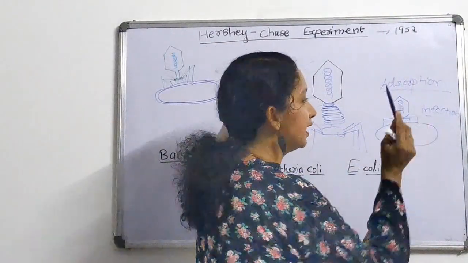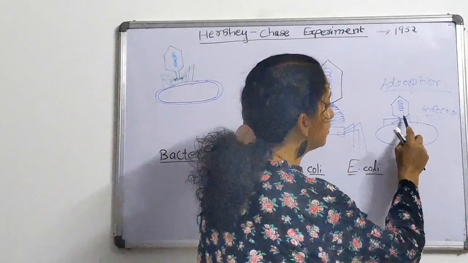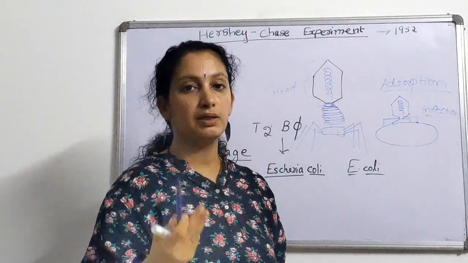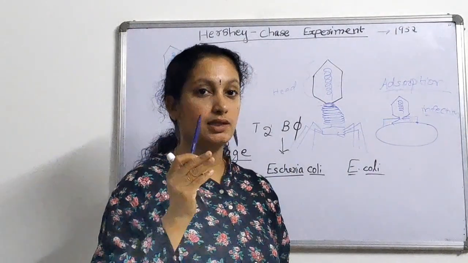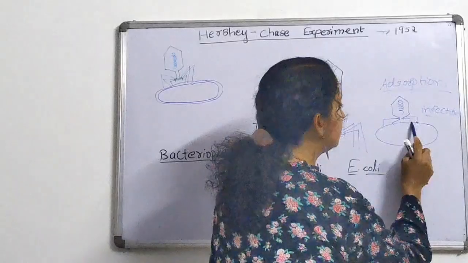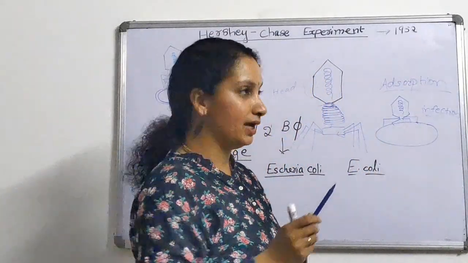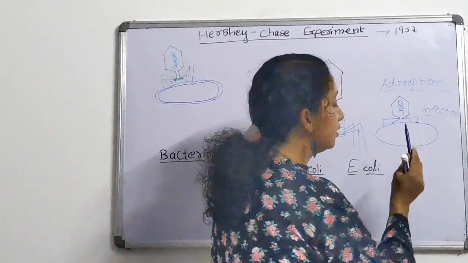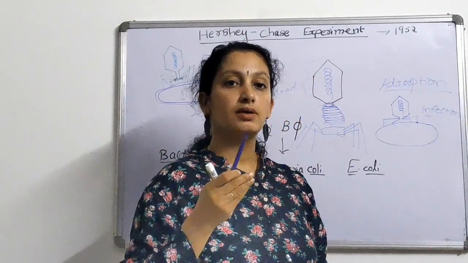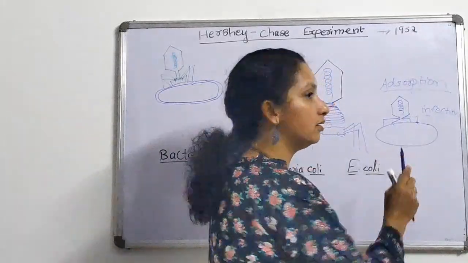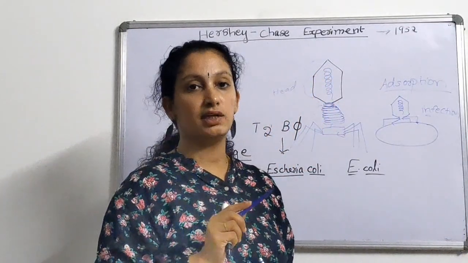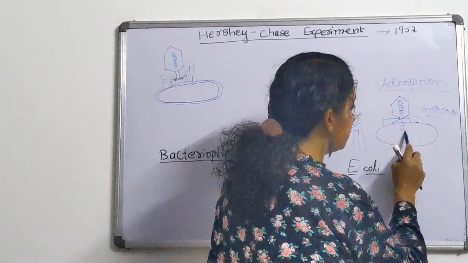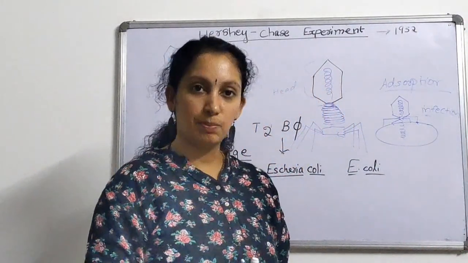So after making the attachment, here it is digging the plasma membrane. In simple terms, it is making a kind of penetration on the plasma membrane of this E. coli. Because of that, this is making a provision for the entry of the genetic material to the inside part of the host bacterium. After that, this is releasing the genetic material into the host bacterium.